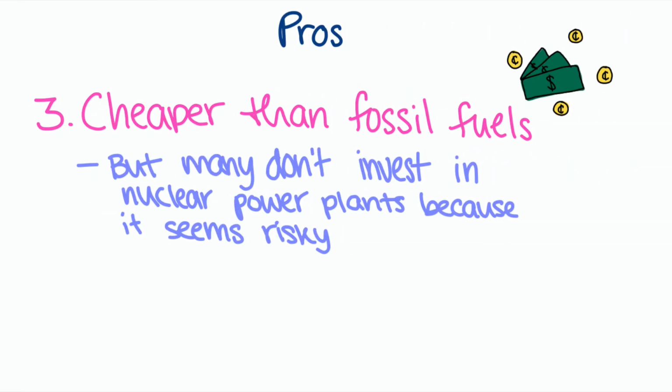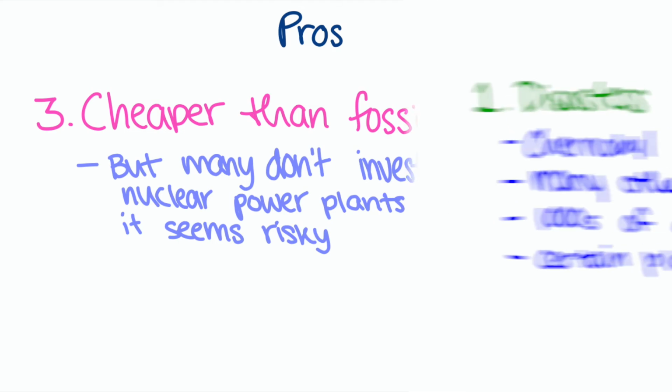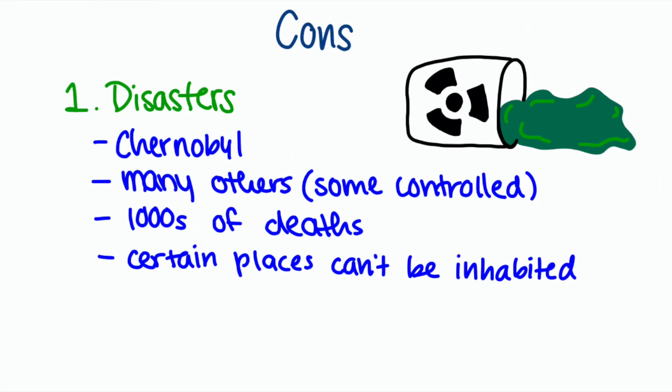One final pro is that using nuclear energy tends to be cheaper than fossil fuels. The only issue is a lot of people won't invest in nuclear power plants because it seems pretty risky, and here's why. First and foremost are the accidental disasters you may have heard of. You're probably familiar with Chernobyl, but there have actually been many others, where some have been controlled while some have not been controlled. It's estimated that these have resulted in thousands of deaths, and now certain parts of the world can't be inhabited for decades.